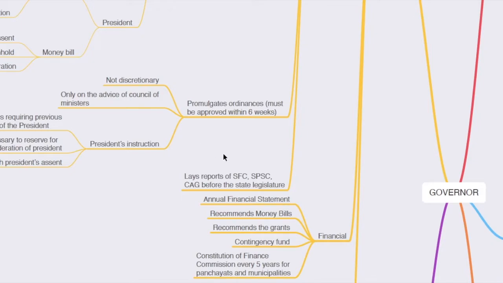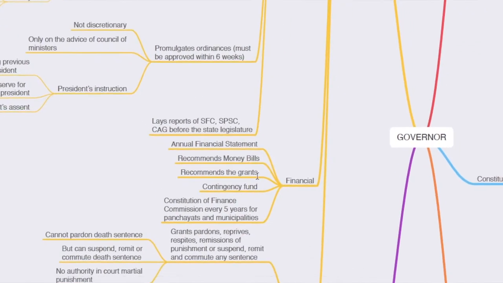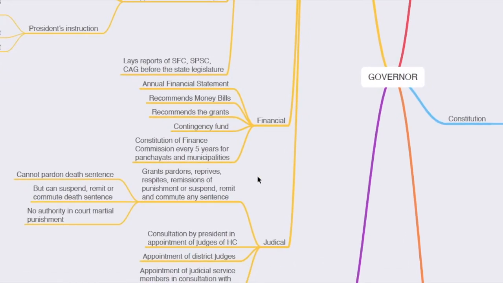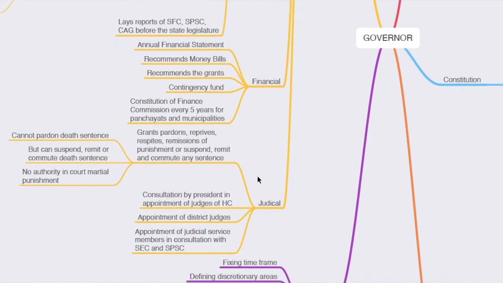One last legislative function is to lay reports of the State Finance Commission, State Public Service Commission and CAG before the state legislature. Now let us see his financial functions. He lays down the annual financial statement, recommends money bills, recommends the grants, deals with the contingency fund when required. It happens with the permission of the governor, and he constitutes the finance commission every 5 years for panchayats and municipalities. These are certain financial functions of the governor.